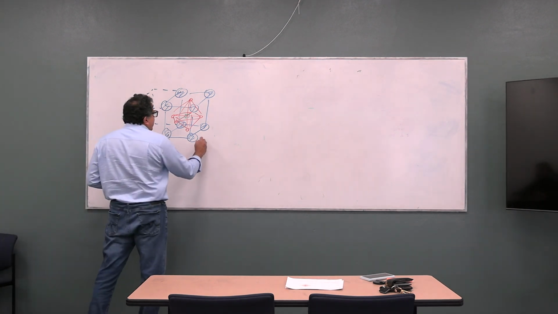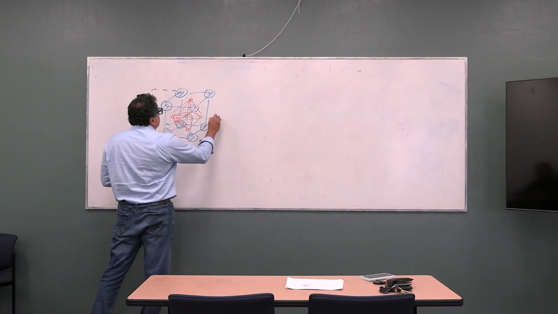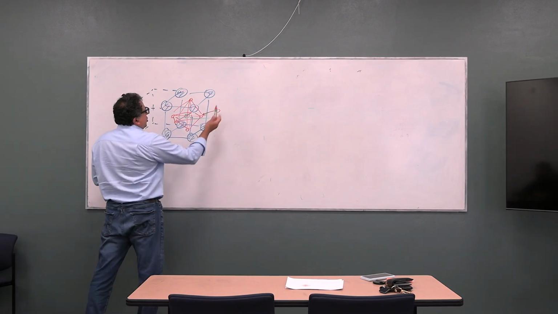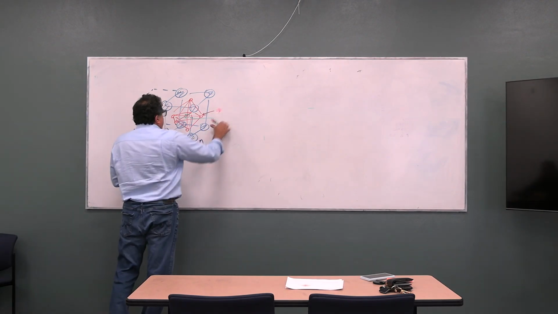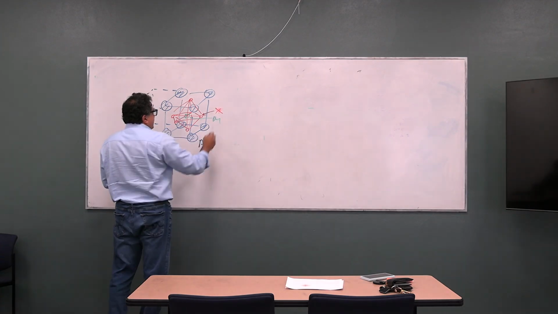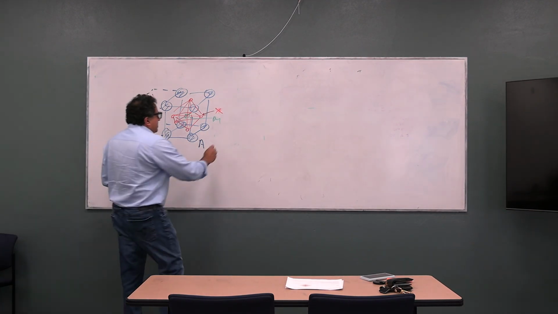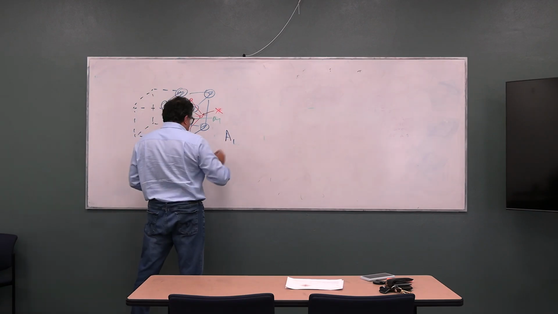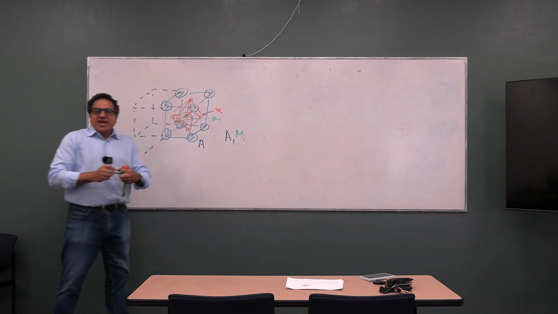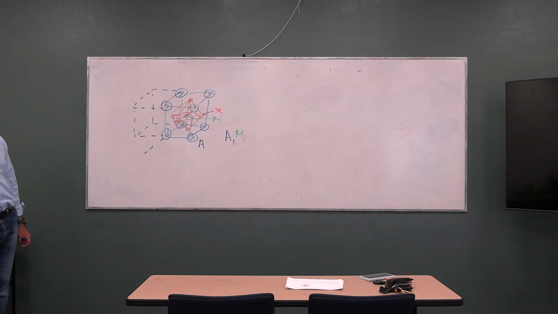Let me call this the A atom. Let me call this the B atom. And let me call this the O atom, or the X atom. Oh, actually, let me be a little more disciplined. Let me call this AMX. Okay, so we've counted one A atom and one M atom. How many X atoms are there? How many X atoms do you count? The reds?